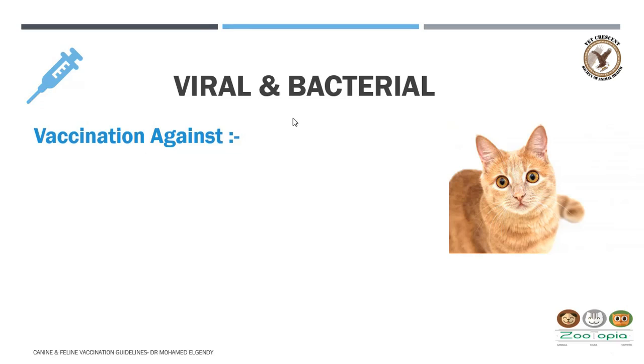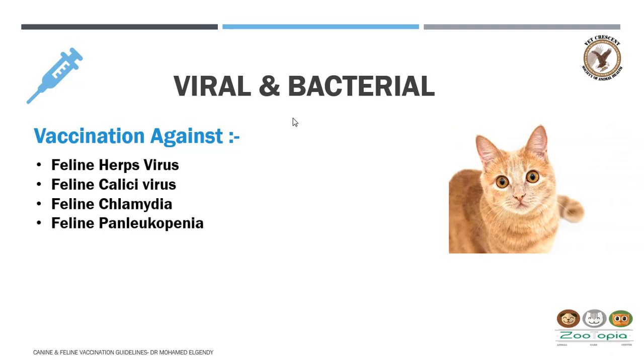And we have to keep in mind that there are causes of vaccination failure, like inappropriate keeping or storing of the vaccine, or inappropriate handling of the vaccine. So let's get back to our subject. In cats we will vaccinate against these diseases: feline herpes virus, feline calicivirus, feline chlamydia bacteria, and feline panleukopenia virus, or feline parvovirus.